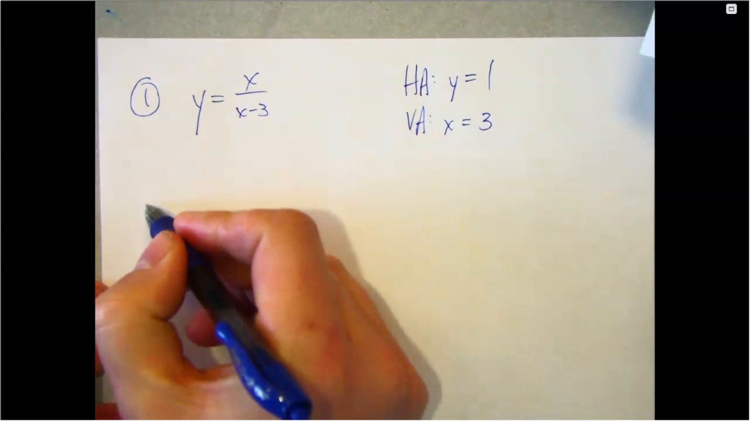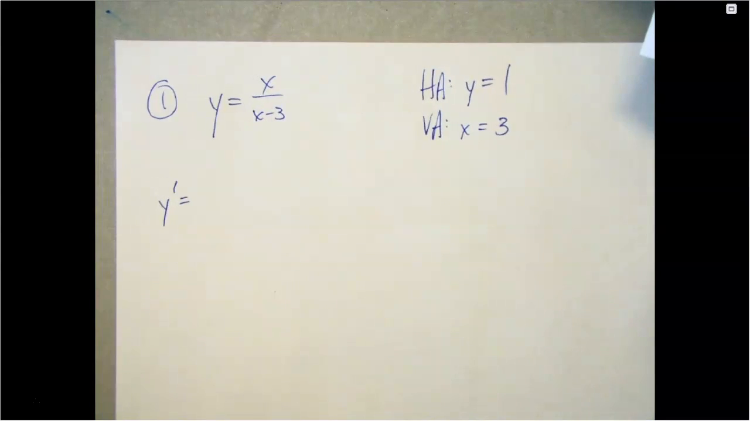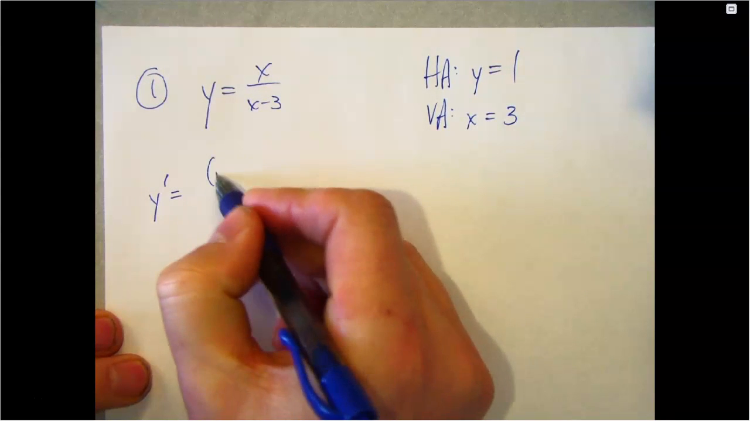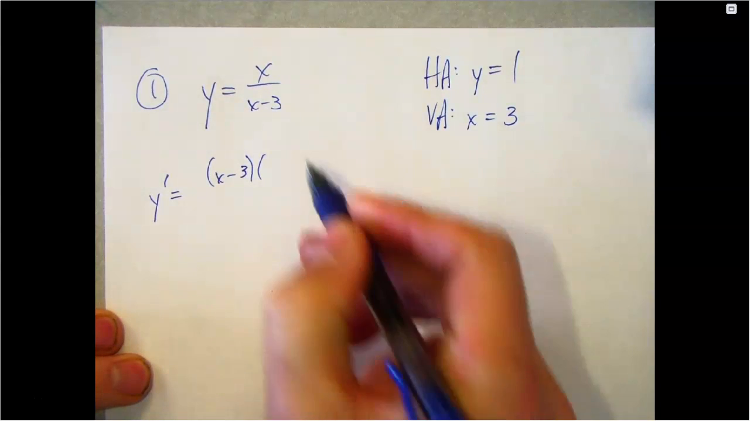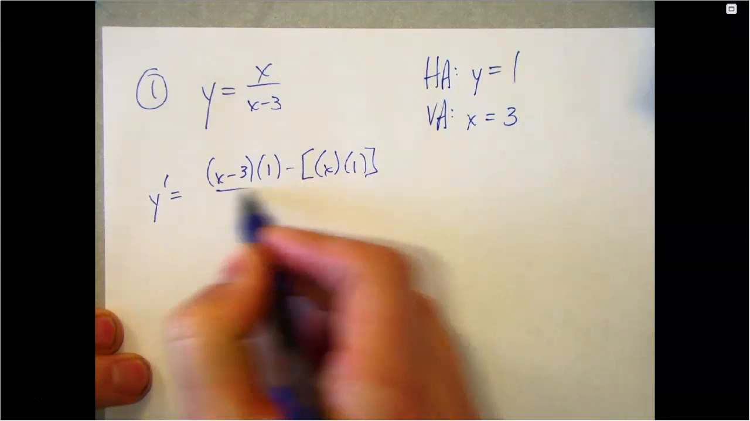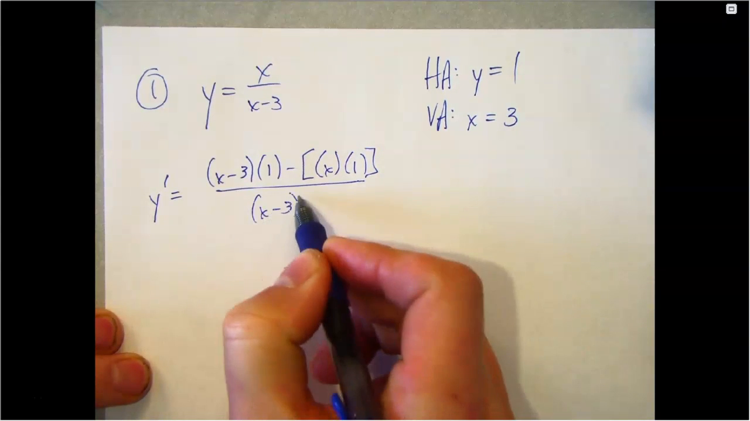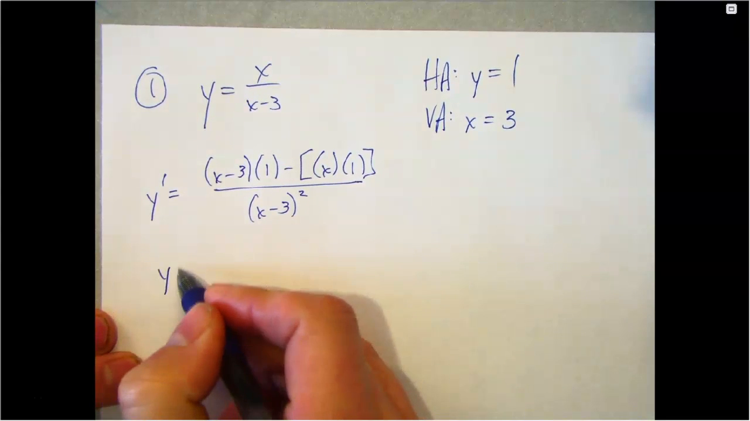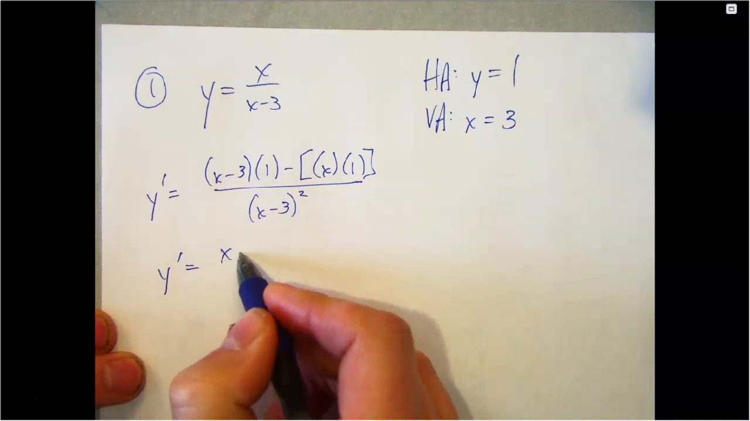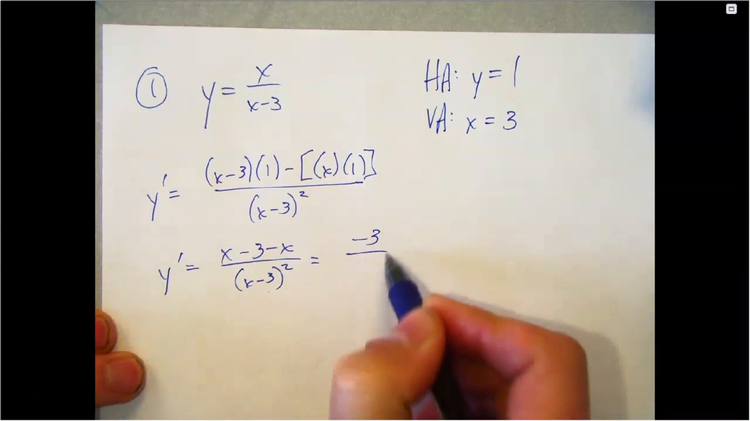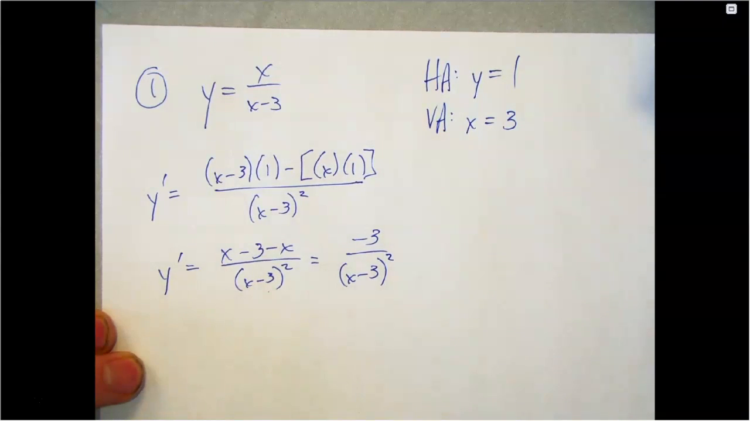Alright, so now I'm going to take the derivative. You could bring the bottom up and use product. I think it's easier to just use quotient. I guess it's up to you. I'm going to do quotient, so the bottom times the derivative of the top, minus the top times the derivative of the bottom, 1, over the bottom squared. So that'll give me x minus 3 minus x over x minus 3 squared, which is really just negative 3 over x minus 3 squared.